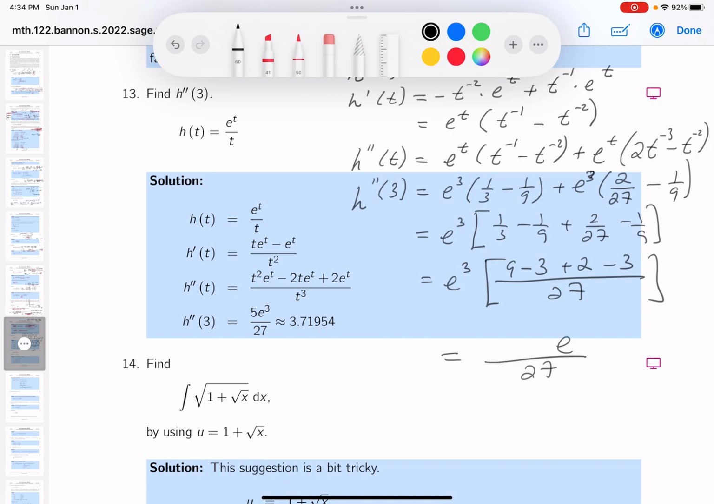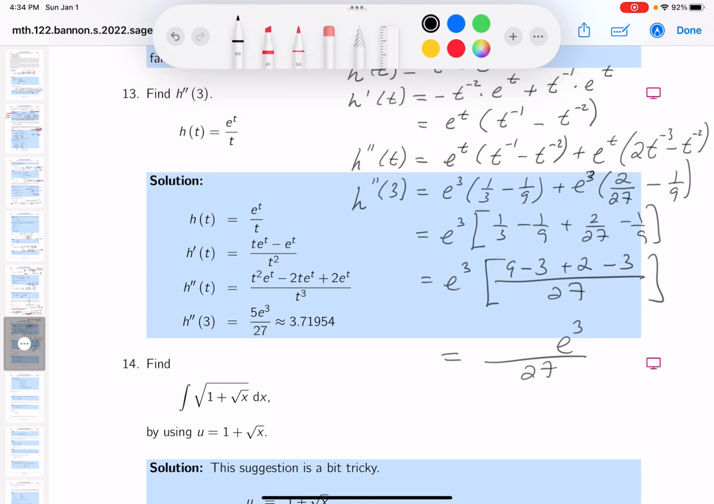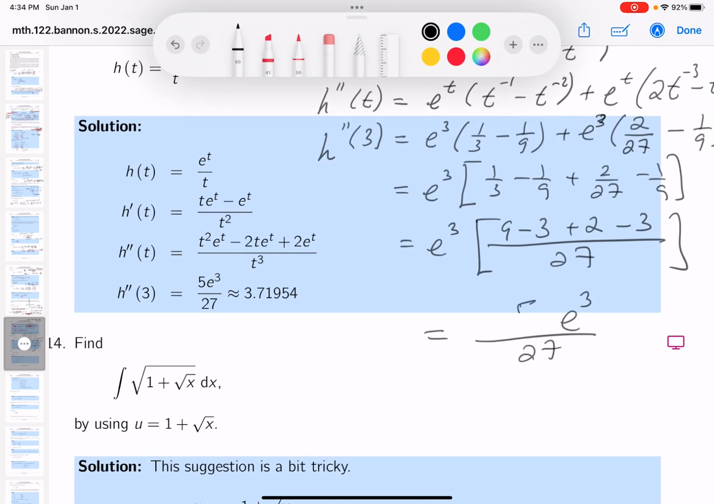I definitely see an e cubed, and it has a coefficient. And what are you going to get there? 9, let's see, minus 3 is 6, 7, 8. 8 minus 3 is 5. All right? Put a little box on that. I think I'm done with that.